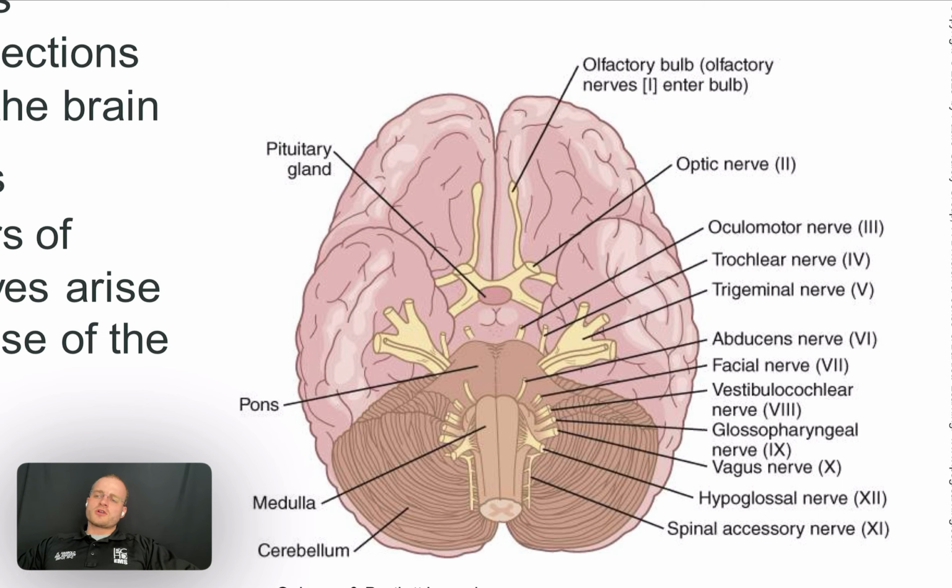The vestibulocochlear nerve, cranial nerve 8, this uses your ear. So this is obviously going to be auditory, hearing. It also has to do with balance. We'll just keep it simple. It's how we keep our balance, how we know where we're at. The glossopharyngeal nerve, this is going to be your palate. It's going to be the back.